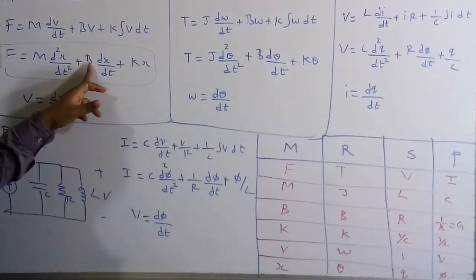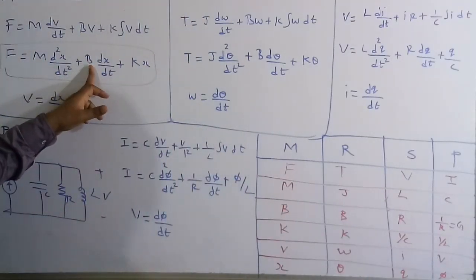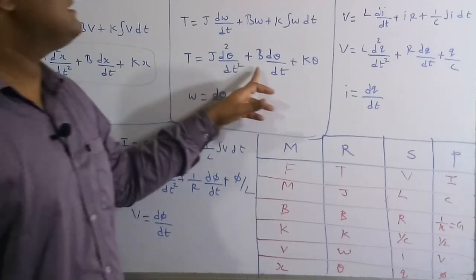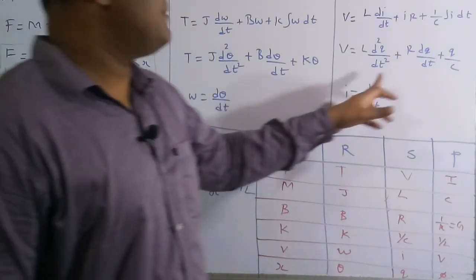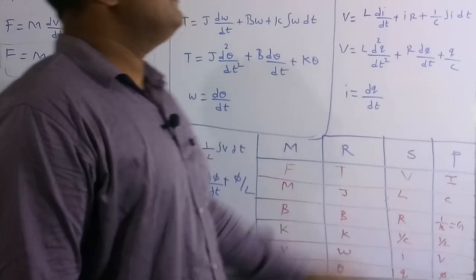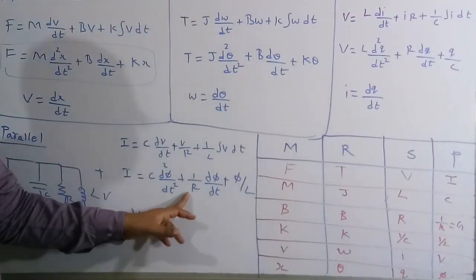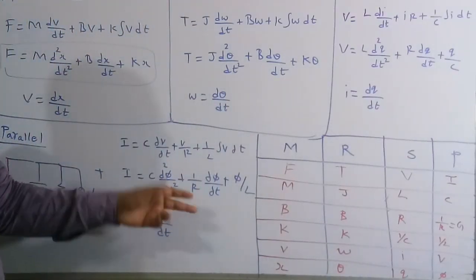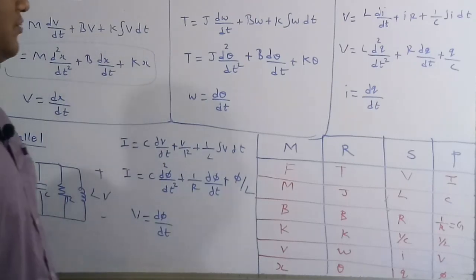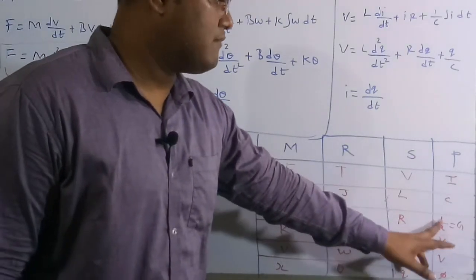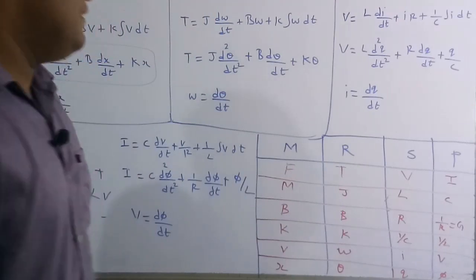And next B. So B is the damping coefficient in the mechanical system, and B is the damping coefficient in the rotational system, and R is the resistance in the series RLC circuit. And here 1 by R is the resistor. 1 by R means conductance in the parallel RLC circuit. So I have B, R, 1 by R. 1 by R means G, conductance in the parallel circuit.